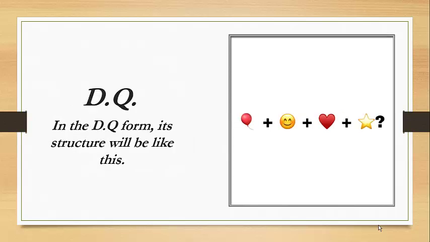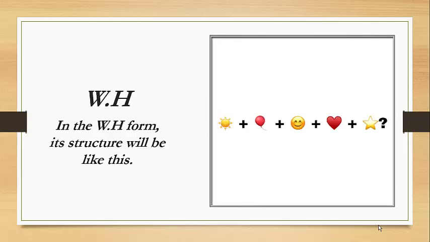In the DQ form, its structure will be like this. This time, the auxiliary will go first, then the subject, the verb, and finally the complement. In the WH form, its structure will be like this: first the question word in WH, then the auxiliary, the subject, the verb, and finally the complement. This section was an explanation of the grammatical structure of the past perfect. Next, we will give some examples.